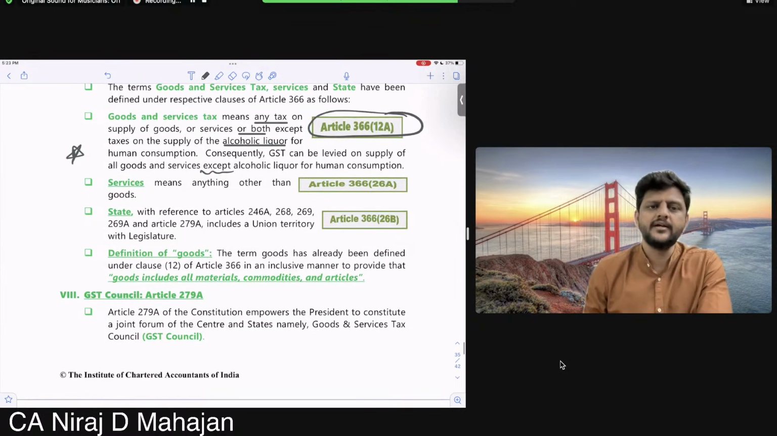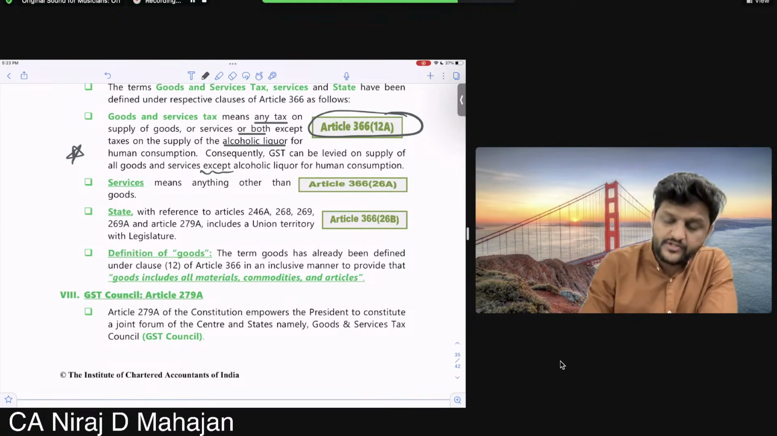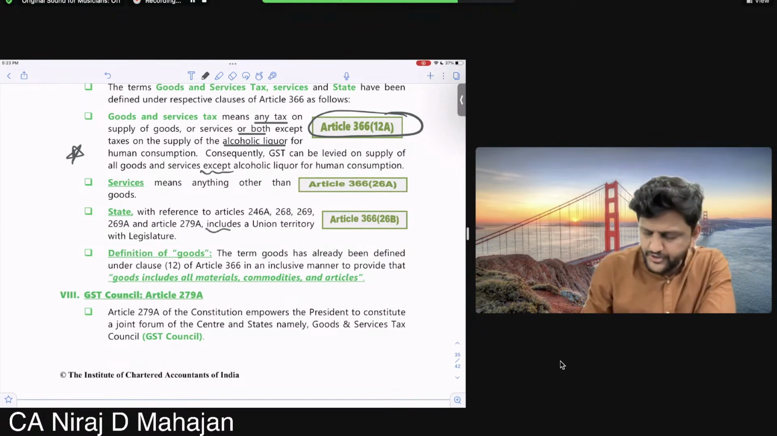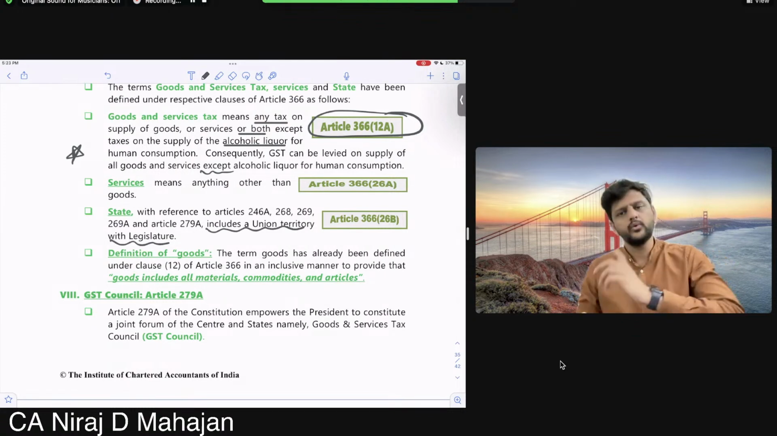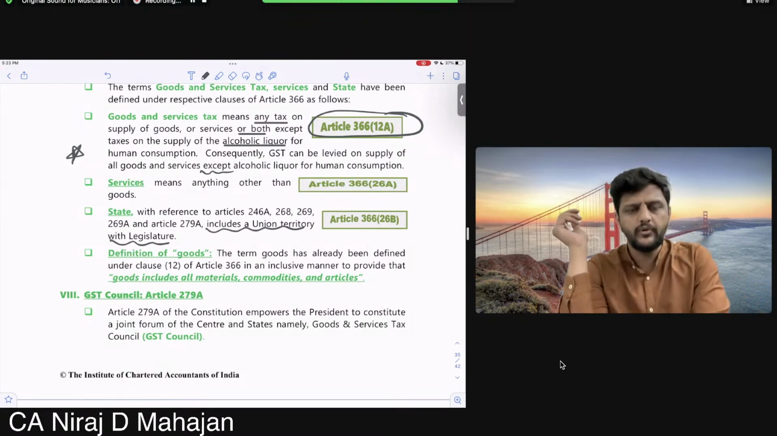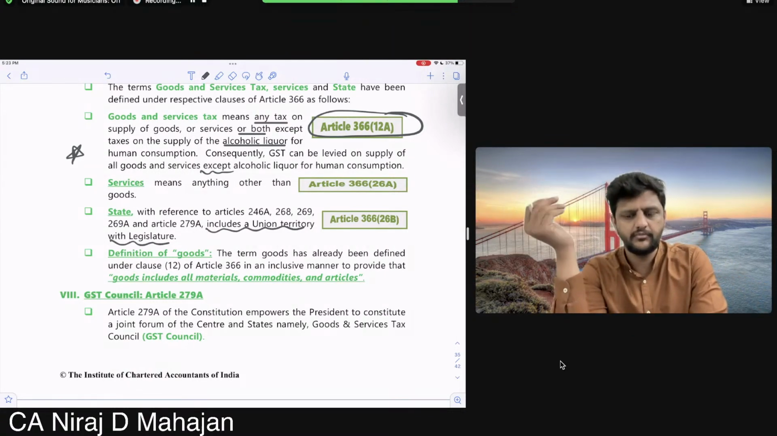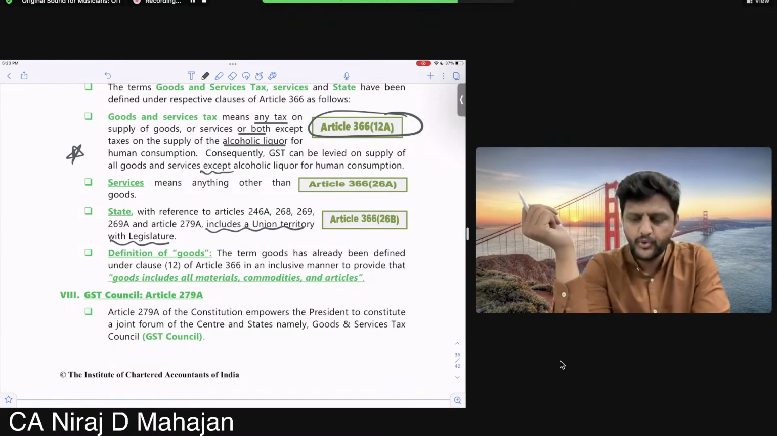Services means anything other than goods. State, but you check the wordings. Includes a UT with legislature. It has its own legislature: Delhi, J&K and Puducherry. है ना?